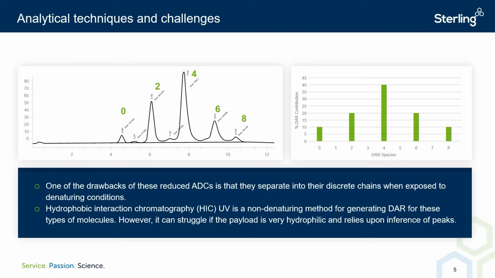Now, HIC relies on the absorbance of molecules via UV, so we're inferring what each peak is rather than getting a direct measurement. Because we're relying on inferring peaks, some molecules might not separate very clearly, or there might be overlapping peaks. It can be difficult for some molecules to get a DAR from this technique.